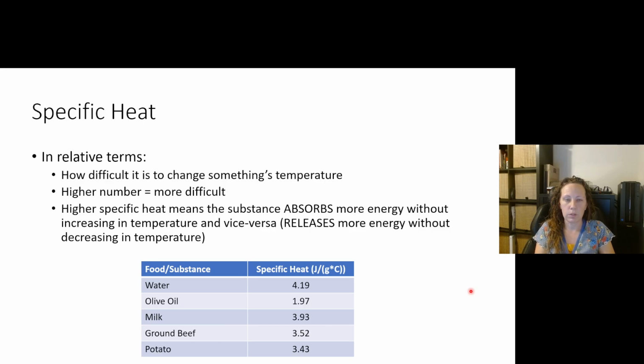Thinking about foods, then, the higher the water content is in a food, the more energy it's going to take to heat that food through. And also, because it has water in it, it will continue cooking once it's taken off the heat, versus something that is more oil-based.